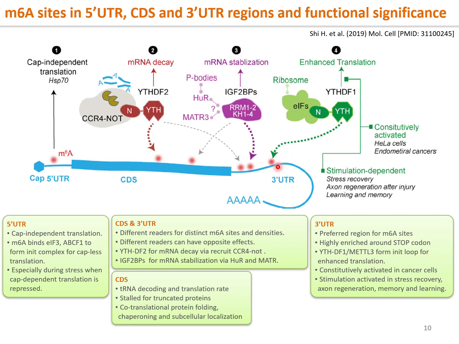m6A in the 3' UTR can also bind YTHDF1 and METTL3 to form an initiation loop to the 5' mRNA to constitutively activate translation in cancer cells. But the activation needs additional stimulus, such as axonal regeneration and neuronal activities in neuronal cells.